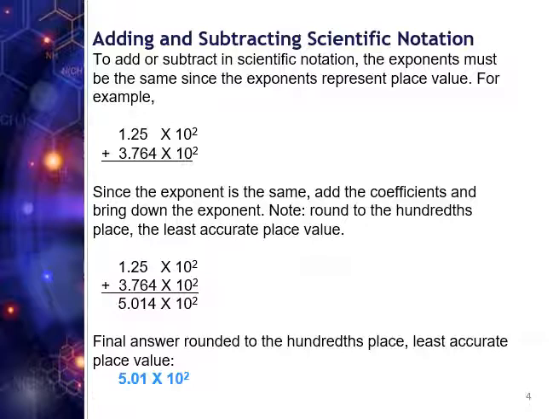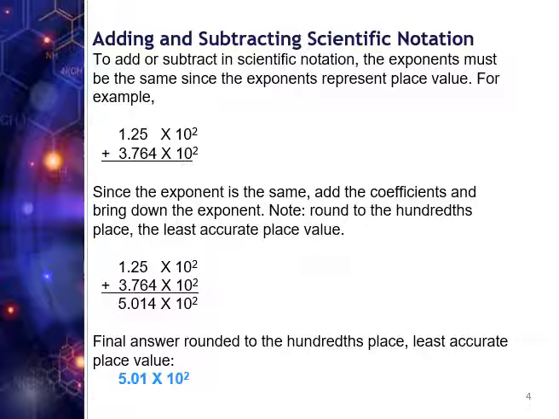The exponent is the same. Add the coefficients and bring down the exponents. And because it's adding or subtracting, you're going to round to the least accurate place value. In this case, the least accurate place value is the hundredths place.